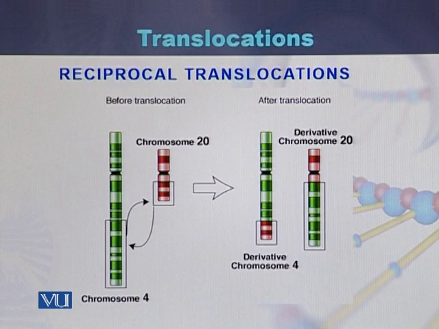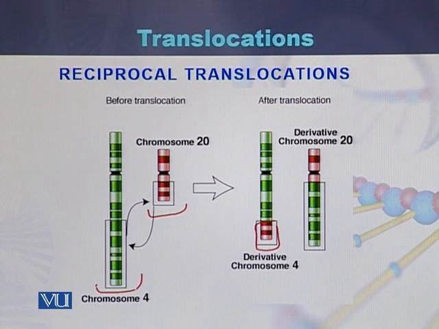Reciprocal translocation before and after. When there is no translocation, we can see chromosome 20 and chromosome 4. After reciprocal translocation, the fragment of chromosome 20 will attach to chromosome 4 and the part of chromosome 4 will attach to chromosome 20. So this is vice versa, reciprocal between two chromosomes.